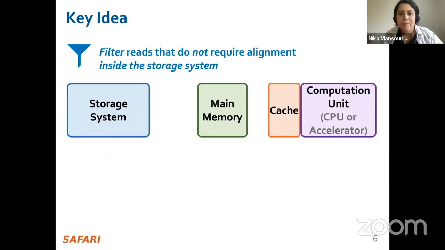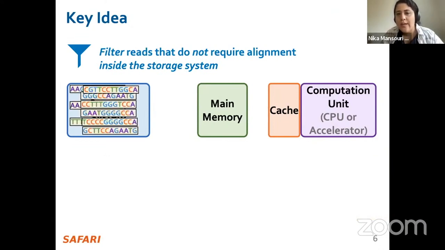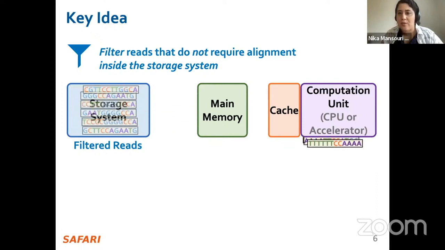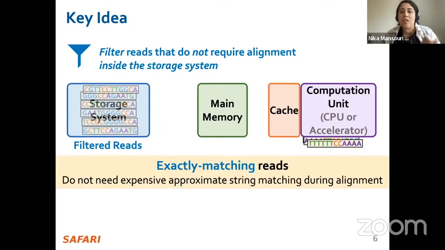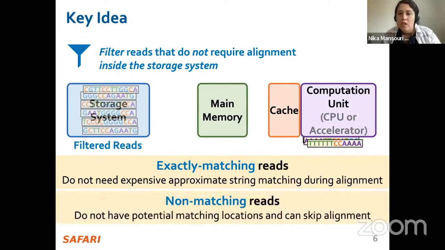So our key idea in this work is to filter reads that do not require the expensive alignment computation in the storage system to fundamentally reduce data movement overhead of read mapping. Examples of reads that do not require that costly alignment step would be reads exactly matching the reference genome, which do not need approximate string matching performed during alignment, and non-matching reads that have no potential matching locations in the reference genome, and therefore they can skip the alignment step.